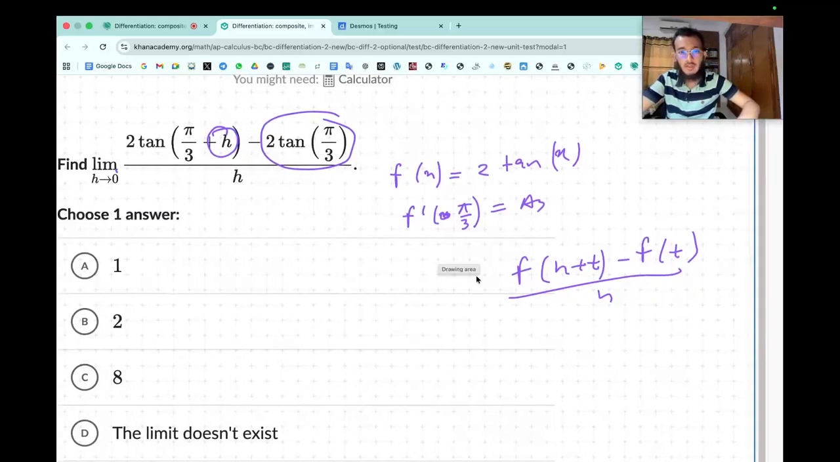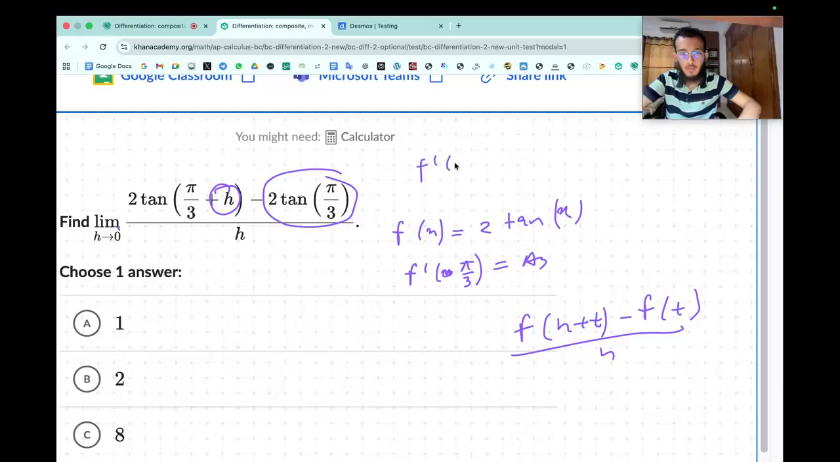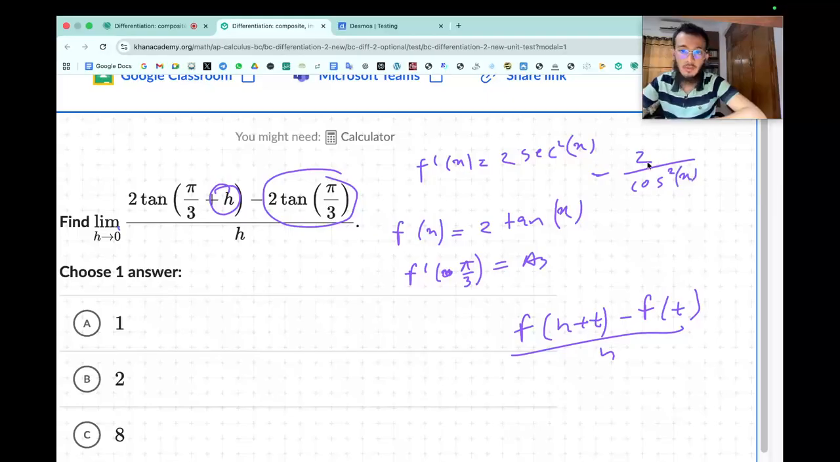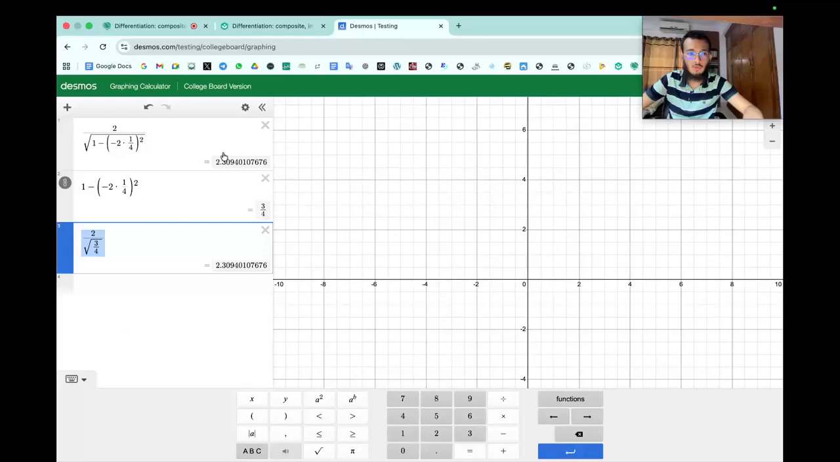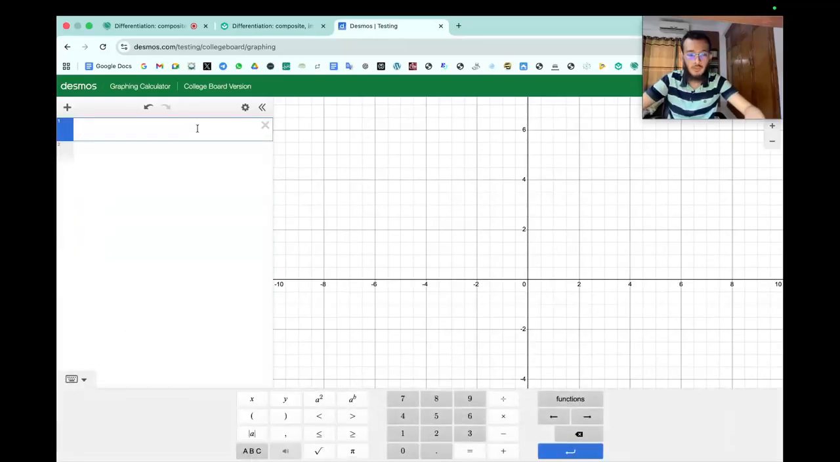So we just need to find f prime. In order to find f prime, the derivative of tan x is secant square x. This is the differentiation, and 2 secant square x can be written as 2 upon cos square x, because secant means 1 upon cos. And we just have to plug in pi by 3.